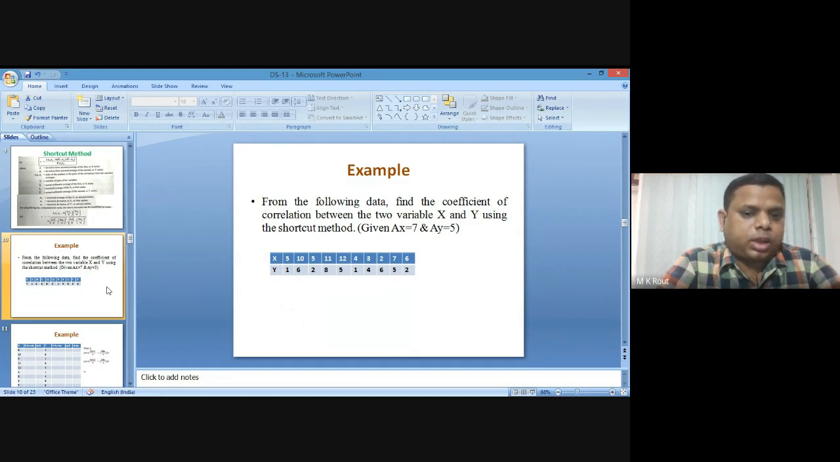Clear? Here we have ten values in the X series: 5, 10, 5, 11, 12, 4, 3, 2, 7, 6. Similarly, in the Y series we have 1, 6, 2, 8, 5, 1, 4, 6, 5, 2. Just note this down along with the given data, that is AX equals 7 and AY equals 5.